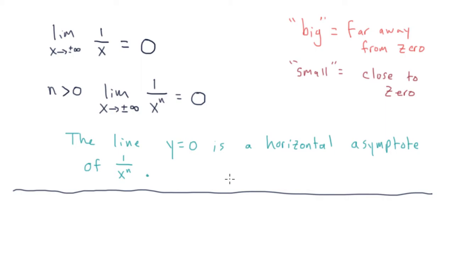Now, of course, a function could have no horizontal asymptotes. For instance, the function y equals x does not have a horizontal asymptote because it does not level off to a horizontal line. It actually goes off to infinity to the right and then negative infinity to the left. So how many horizontal asymptotes can a function have? It can have 0, 1, and it can have as many as 2.